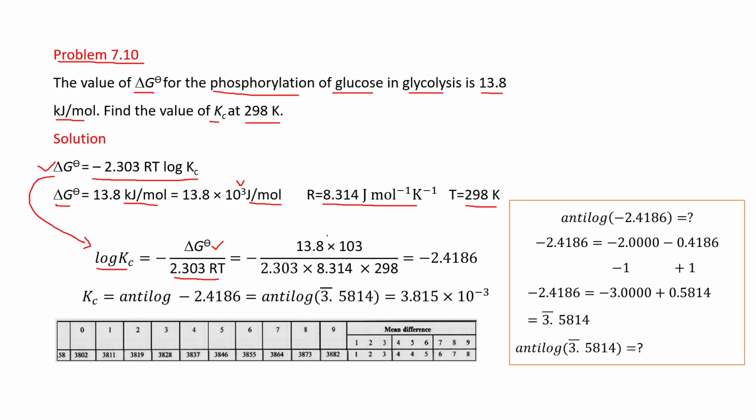Put the value. Okay. Now this is 13.8 into 10 raised to the power 3, divide by 2.303 into 8.314 into 298, and if we solve it we will get minus 2.4186. This is the value of log Kc. And when we want to find out the value of Kc, we have to take the anti-log of this number. So we have written Kc is equal to anti-log of minus 2.4186.